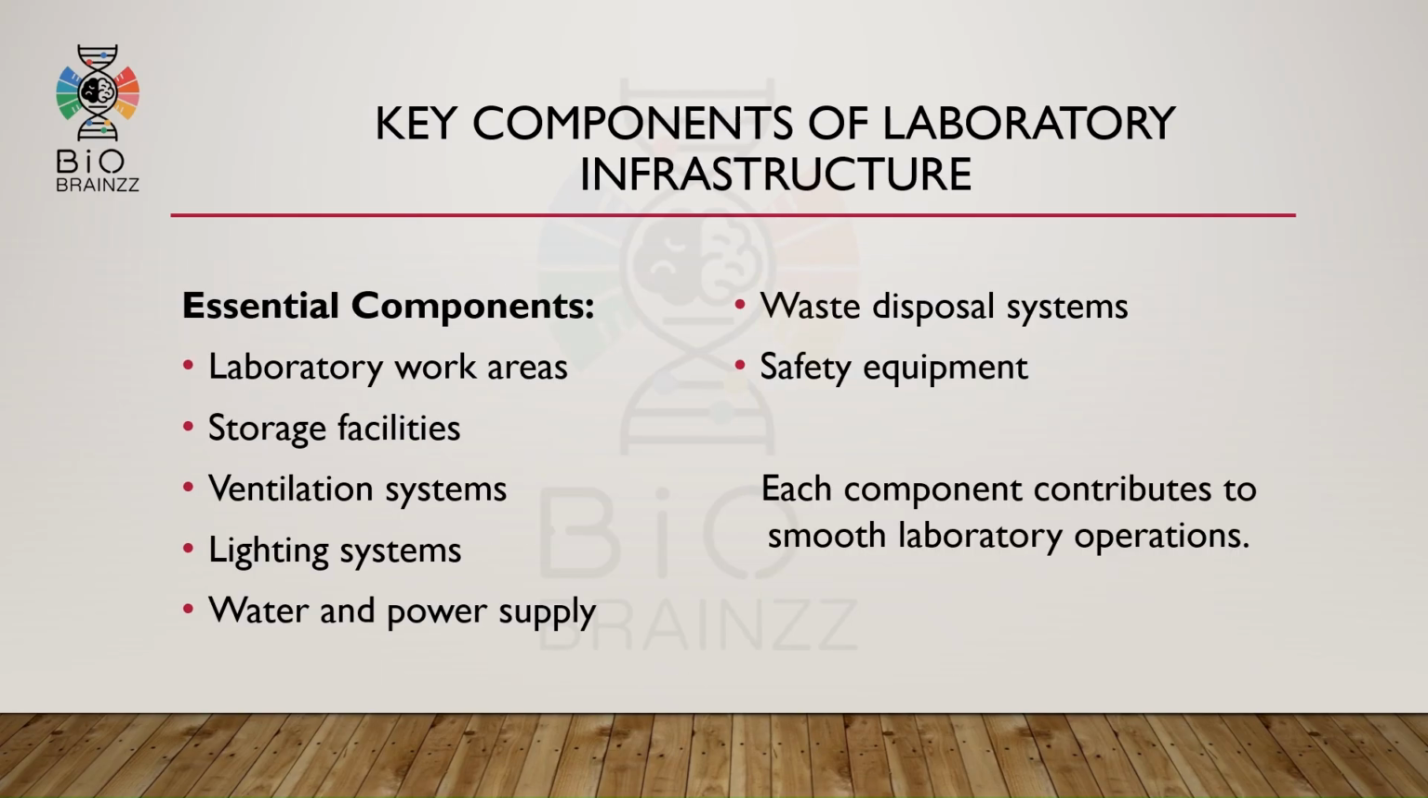A professional laboratory contains many important components working together. These include working areas, storage systems, ventilation, lighting, water and electricity supply, waste disposal system, and safety equipment. If even one system fails, laboratory operations may be affected. So, every component is important for smooth functioning.